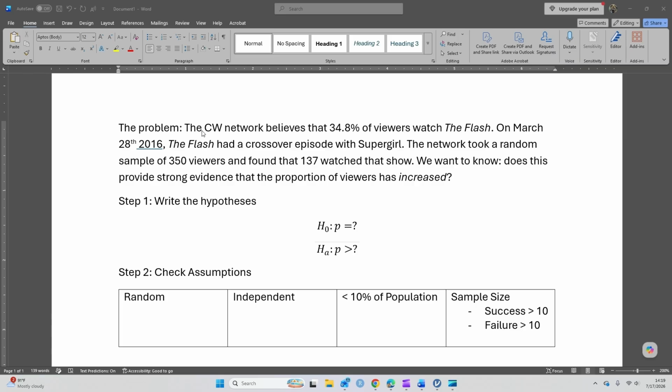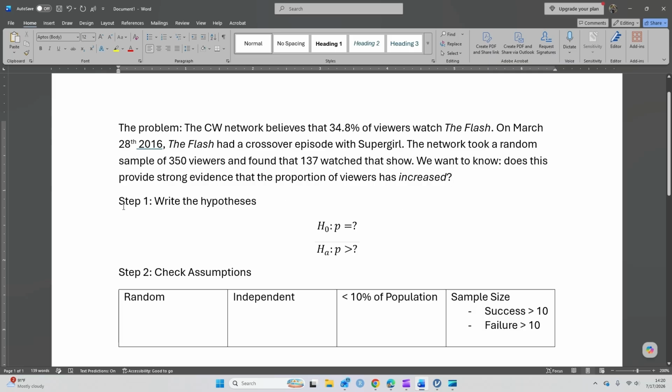So the problem is the CW network believes that 34.8% of viewers watch The Flash. On March 28th, 2016, The Flash had a crossover episode with Supergirl. It was a great episode. I loved it. The network took a random sample of 350 viewers and found that 137 watched that particular show. What we want to know is, does this provide strong evidence that the proportion of viewers has increased?